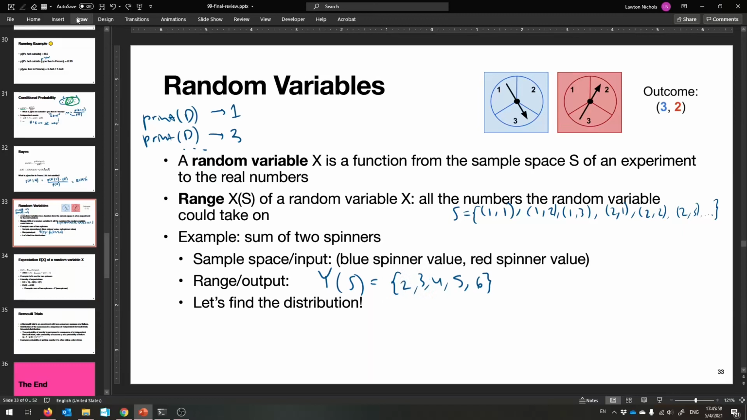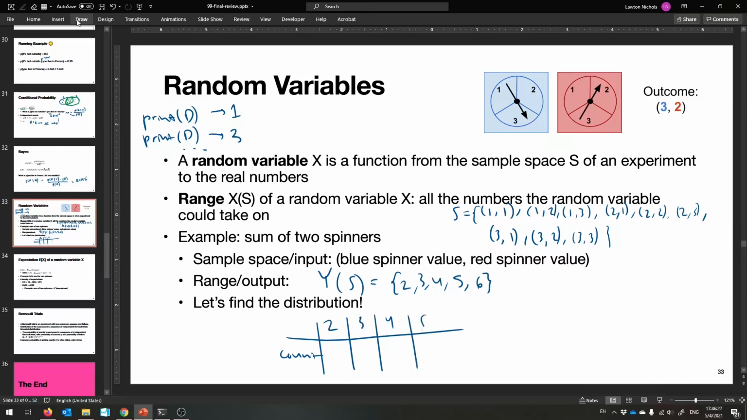So I guess we're going to have to write it all out, just so that we can see how often it's going to land on each of these. So 3, 1, 3, 2, 3, 3. Okay, so the distribution: how many times can it be 2? So the count for 2, count for 3, count for 4, count for 5, count for 6. And then we can use that count to create a probability. Okay, that is our goal.